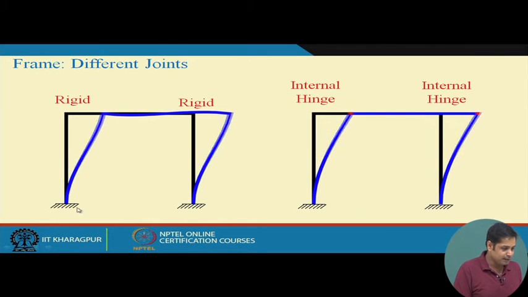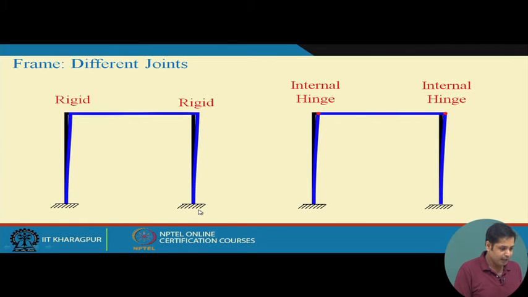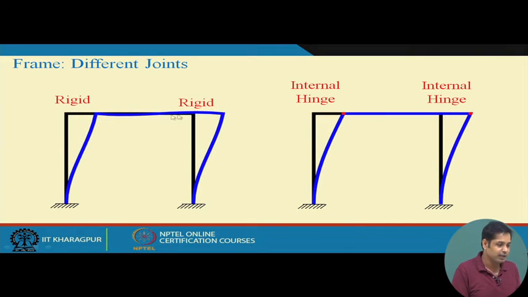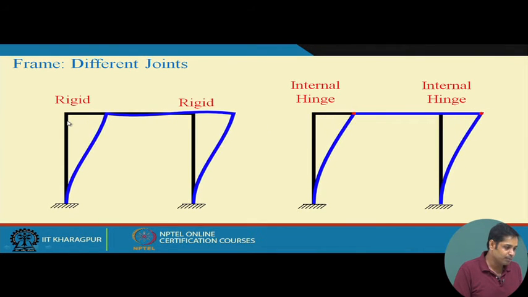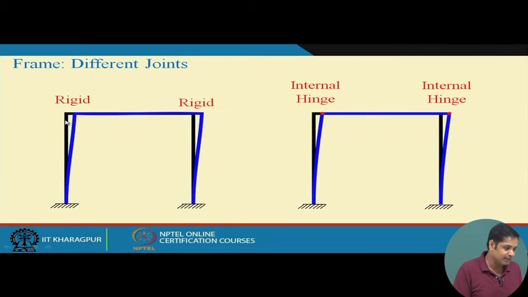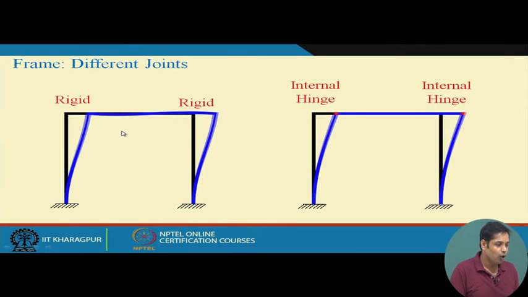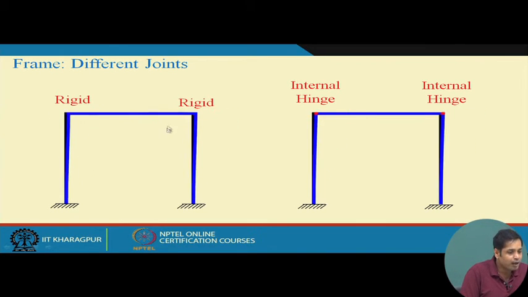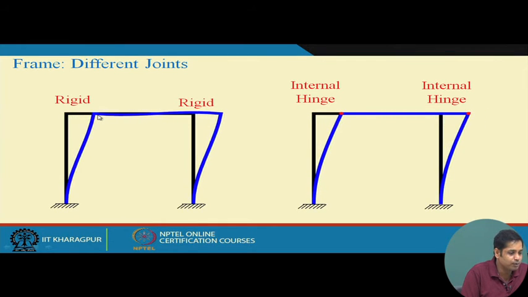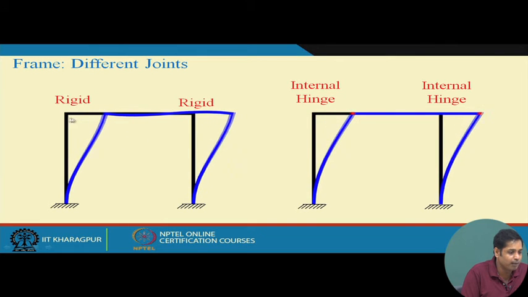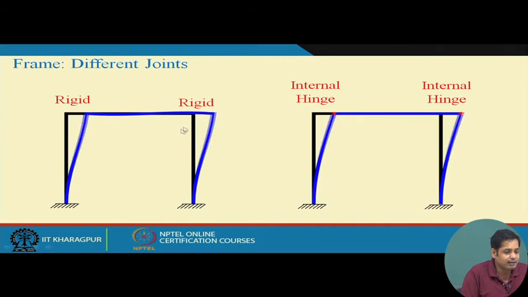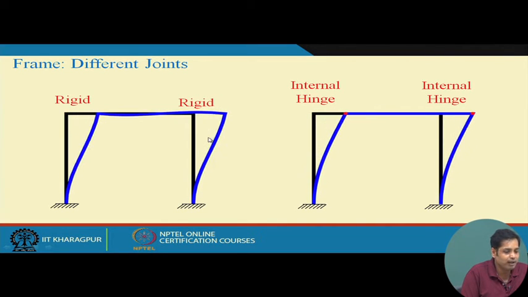Now the first case: this end is a fixed end and this end is also a fixed end, and this joint is a rigid joint and this joint is also a rigid joint. Rigid joint means between this member and this member, if the initial angle is 90 degrees, that angle is always preserved. There is no rotation allowed. If you draw the slopes on the deformed shape, the angle between these two slopes remains 90 degrees. Here, the same.